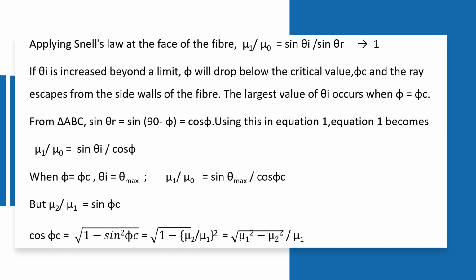In equation 1, we are substituting the value of sin theta r as cos phi. Then equation 1 becomes mu1 by mu0 is equal to sin theta I by cos phi. When phi is equal to phi c, theta I will be theta maximum. That is, mu1 by mu0 is equal to sin theta max divided by cos phi c. But from the conditions of total internal reflection, we have the relation mu2 by mu1 is equal to sin phi c.